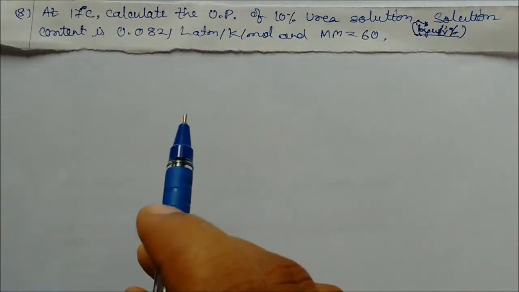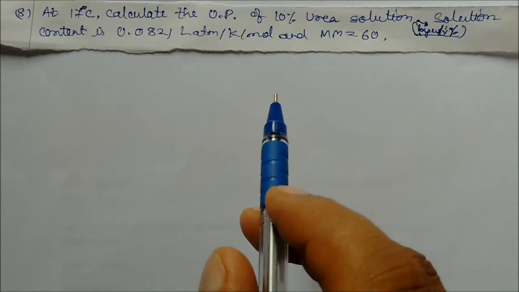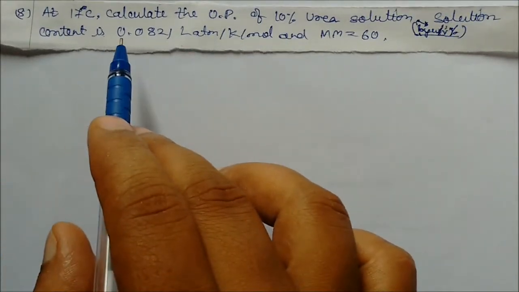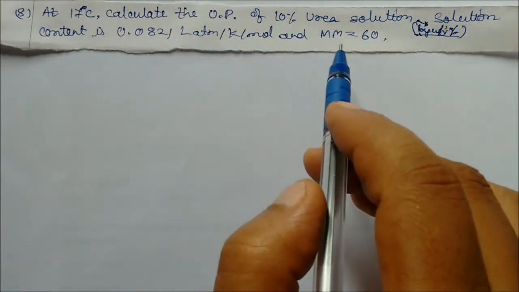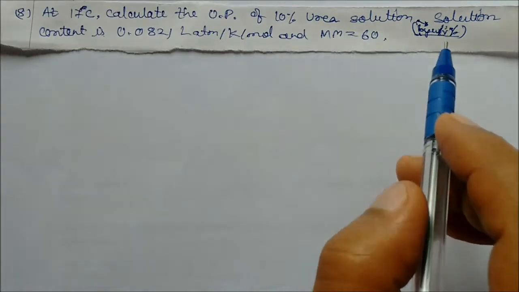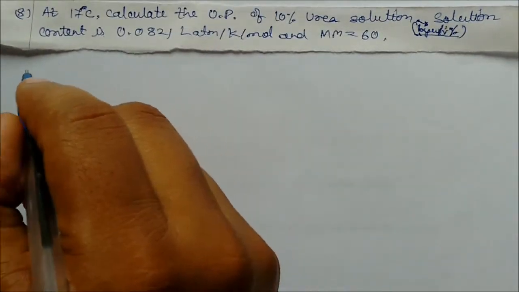At 17 degrees centigrade, calculate the osmotic pressure of 10% urea solution. The solution constant is 0.0821 liter atmosphere per Kelvin per mole and molecular mass is 60. So here urea solution is given as weight by volume percent, means 10 gram in 100 ml of urea. So what is the calculated osmotic pressure?